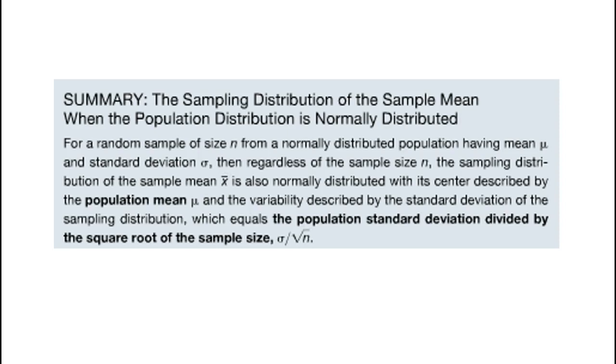This box here summarizes the sampling distribution of the sample mean. Notice here, this summary is for when the population distribution is normally distributed. In cases when the population distribution is not normal, the sampling distribution will usually still have a normal shape, and we'll cover more on this just in a moment.